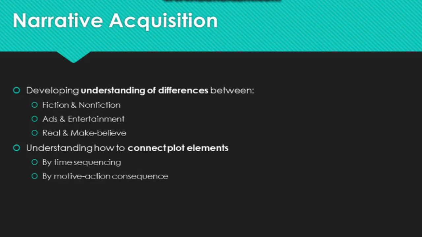The third type of media literacy is narrative acquisition. It includes developing understanding of differences between fiction and non-fiction, ads and entertainment, real and make-believe. Also, understanding how to connect plot elements. It is by time sequencing or by motive action consequence.